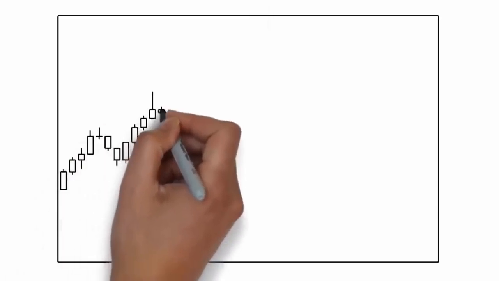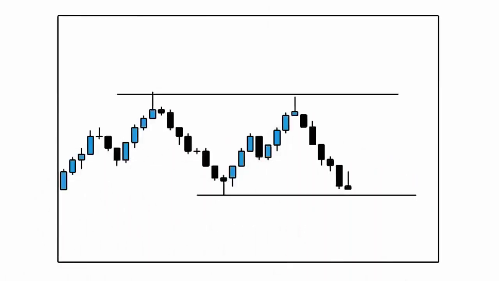Let's take a look at how a shooting star forms. The session started with strong bull pressure. They drove the price up, but the new high was rejected by bears, who managed to push the price back down. The reversal signal gets even stronger when bears push the price lower than the open and close at the session's low.